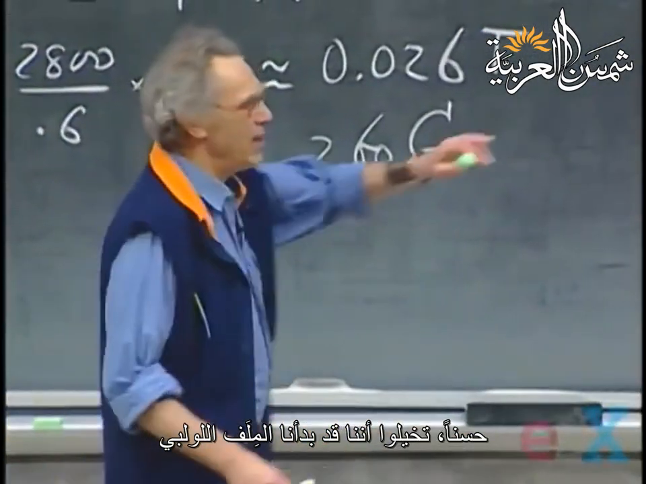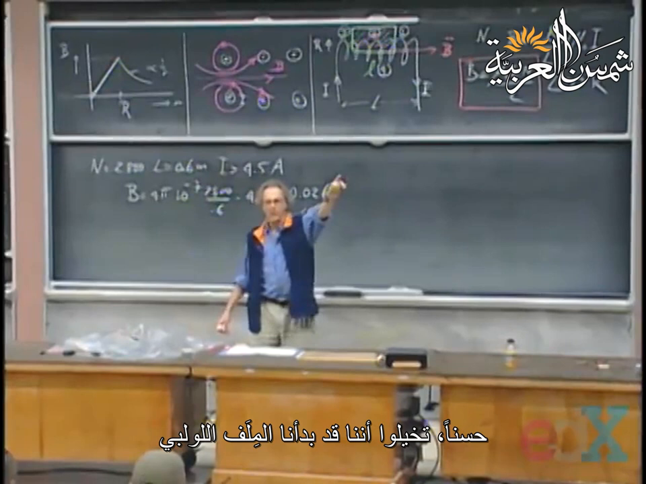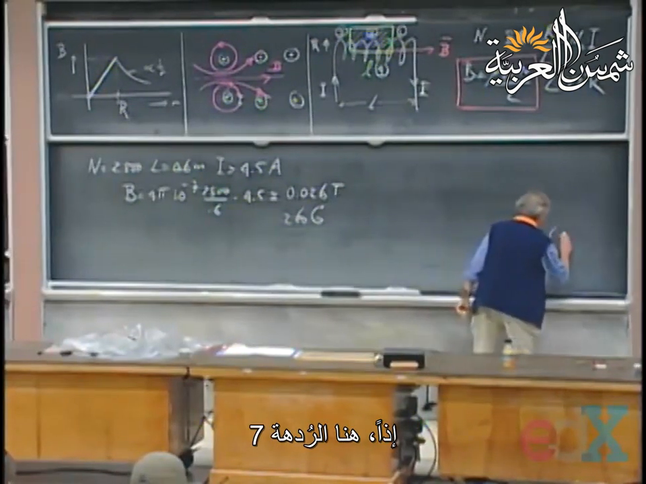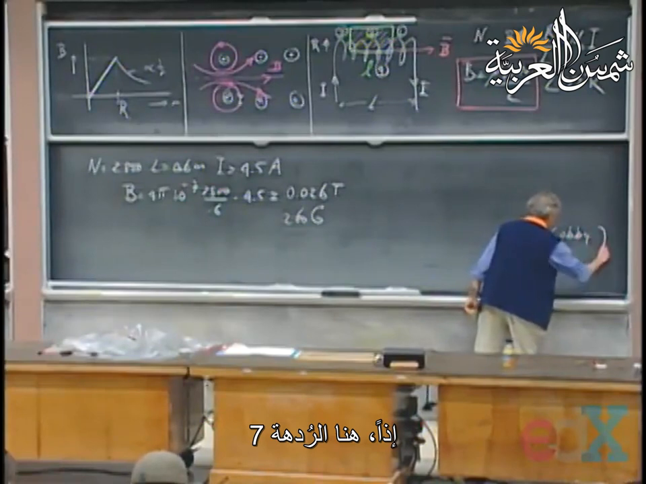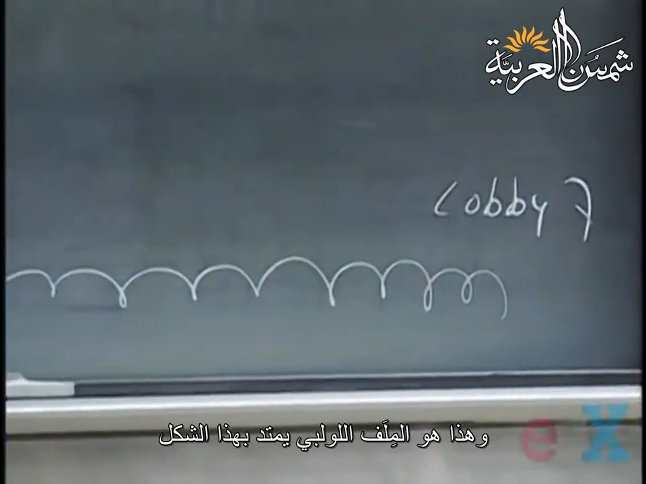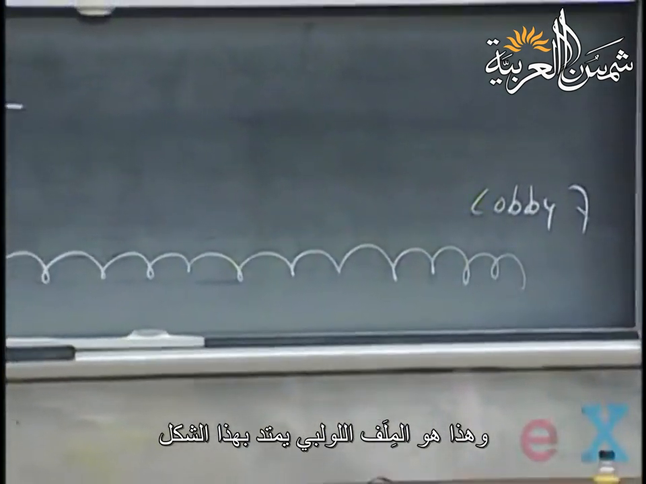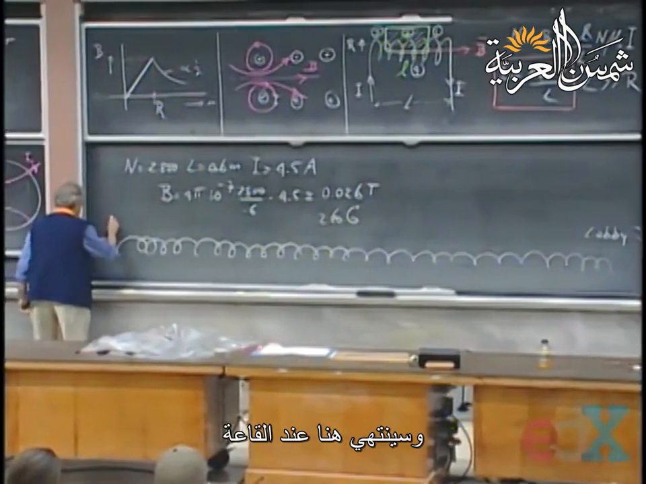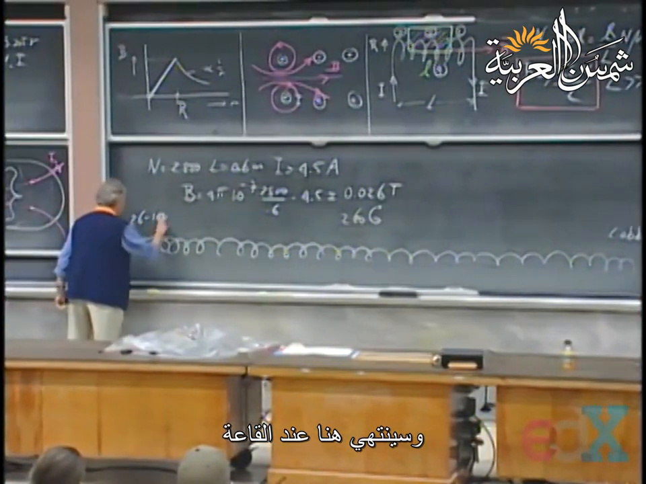Well, imagine that we start a solenoid in lobby 7. And so here is lobby 7, and here is that solenoid. There it goes. All the way, thousands and thousands of loops, and we end up here in 26,100.